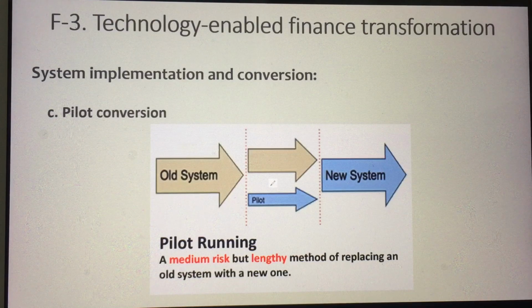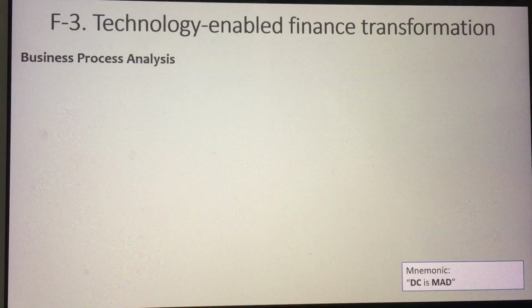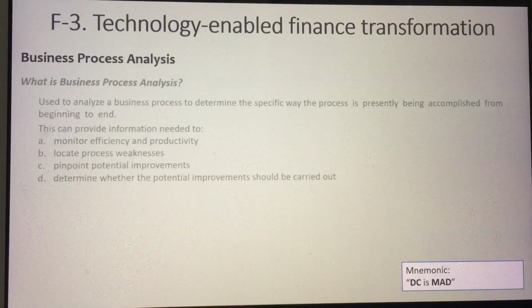So you have 3 types of system implementation and conversion. You have your parallel, where both run together at some point in time. You have your direct changeover, so suddenly, out with the old, in with the new. You have your pilot conversion, where you are taking 1 step at a time. Now, let's move on to your business process analysis.